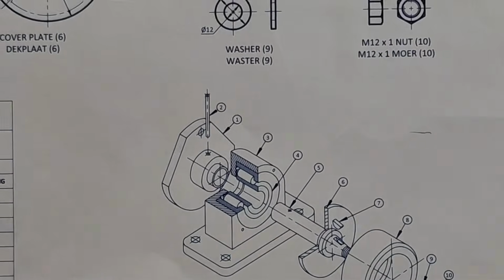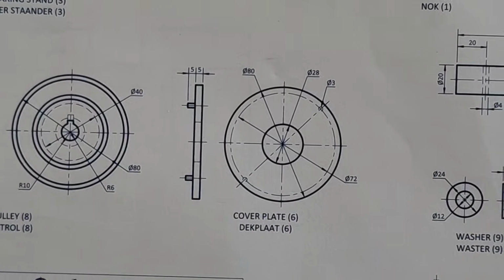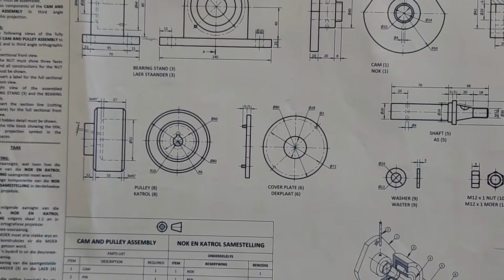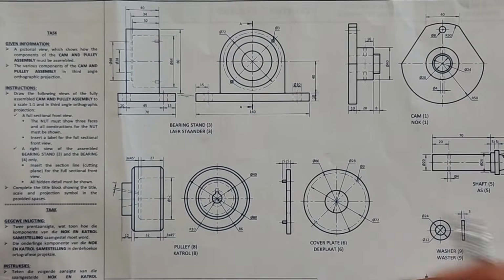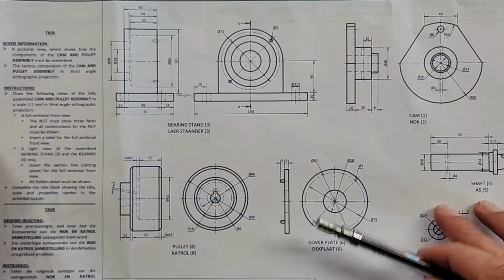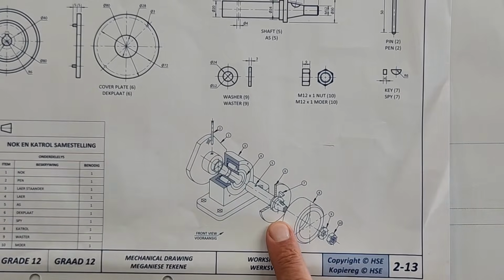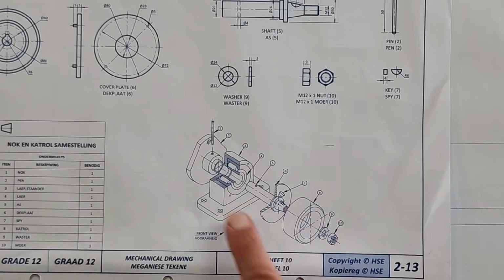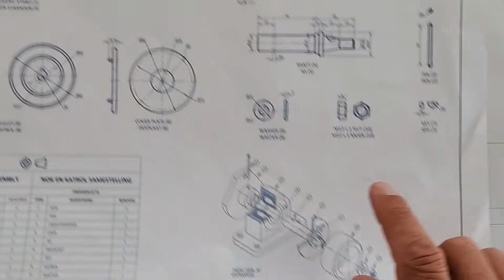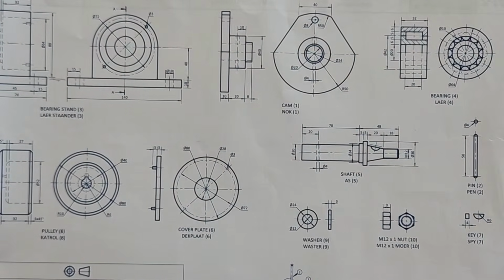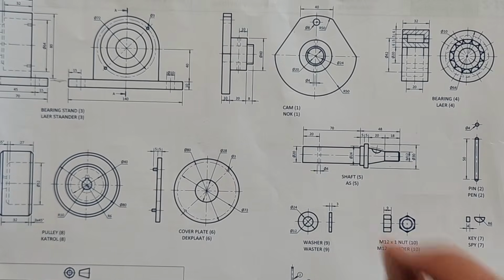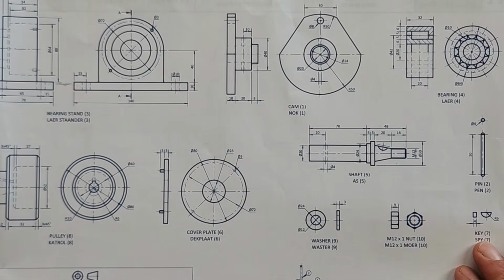Now, on this actual paper, I'll just zoom out so you have a picture of the big question as it is. So they say here, they've given us the following information: a pictorial view of a CAM and pulley assembly. We'll look at the details right now, plus various components here on the top that make up this assembly. And all of this is always going to be in third angle orthographic projection.